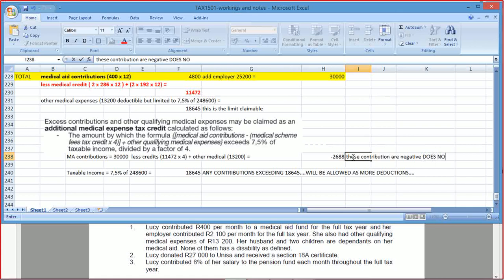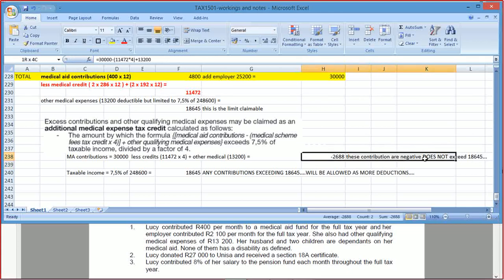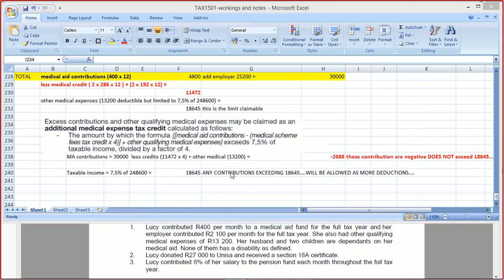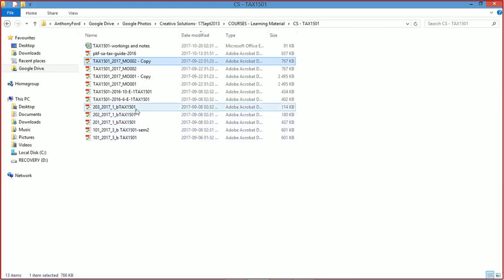So anything exceeding. Do our contributions exceed it? No. These contributions are negative. It does not exceed the 18,645. Does that make sense? Yeah. Because it doesn't exceed the 18,645, we're not going to claim any additional medical.